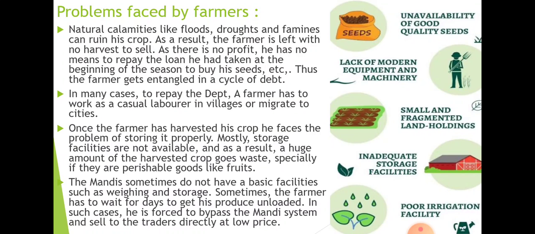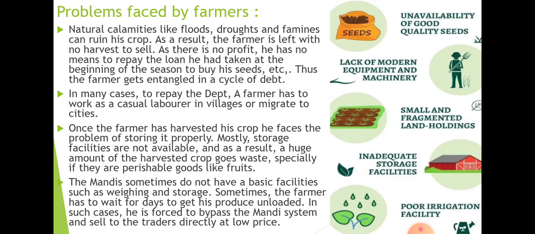Sometimes the farmer has to wait for days to get his produce unloaded. Suppose the farmer goes to the mandi, it will take 2 days, 3 days, or sometimes more than that, to unload his product. In such cases, he is forced to bypass the mandi system and sell to the traders directly at a low price. So he does not go to the mandi because of waiting so many days, and sells directly to the traders at a very low price. This is also a critical problem faced by Indian farmers.